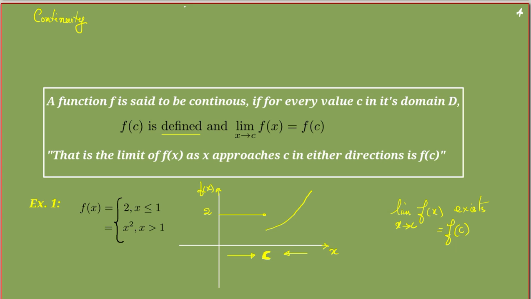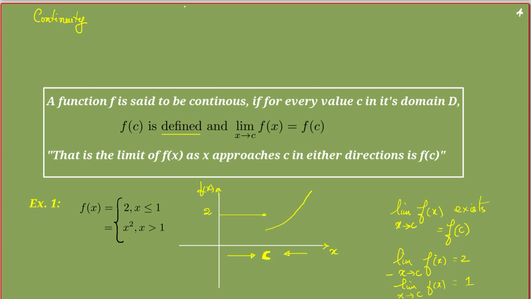So when I approach it from this direction, it has a different value. It is 1. When I approach it from this direction, it has a value 2. So it is not the same always. So at x is equal to C, from the left, f of x is equal to 2, and then the limit from the right, f of x is equal to 1. So we have two different limit points here.